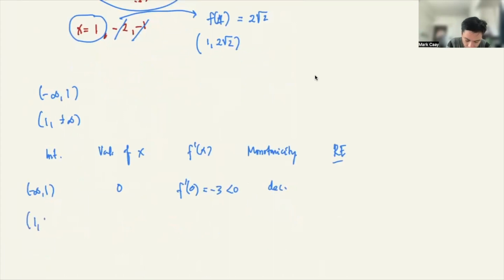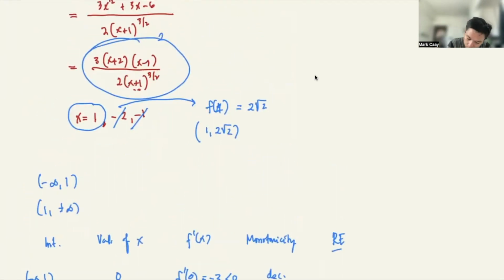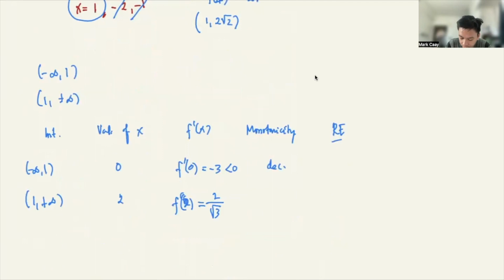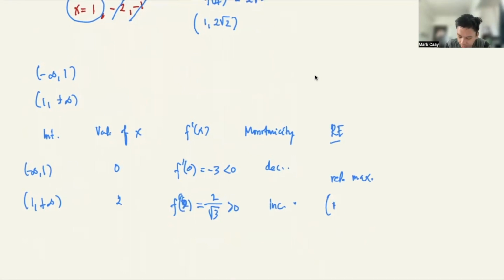So this is 1 to infinity. Let's take 2, because it can be inside there. And then f prime of 2. This is 2 over square root of 3. Correct me if I'm wrong. You can substitute it there, it's just algebra. And this is greater than 0, so increasing. So since it is decreasing then increasing, it should be a relative minimum. So the relative extremum occurs at x equals 1. Substitute 1, that's 2 square root of 2. So the relative extremum point is the critical point.